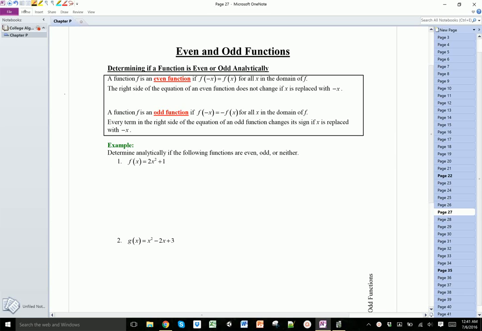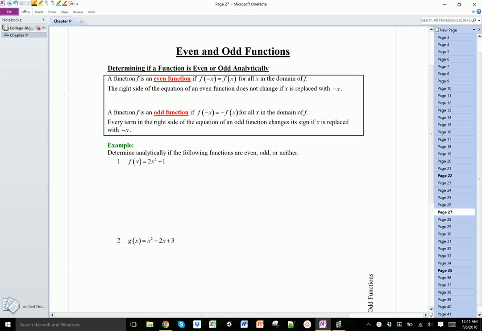A function is considered even if you put a negative x into the function for every x, and the function doesn't change at all. It is considered odd if you input a negative x into the function and every single term of the function becomes the opposite of what it originally was. So it's easiest to understand that concept by seeing examples of it.